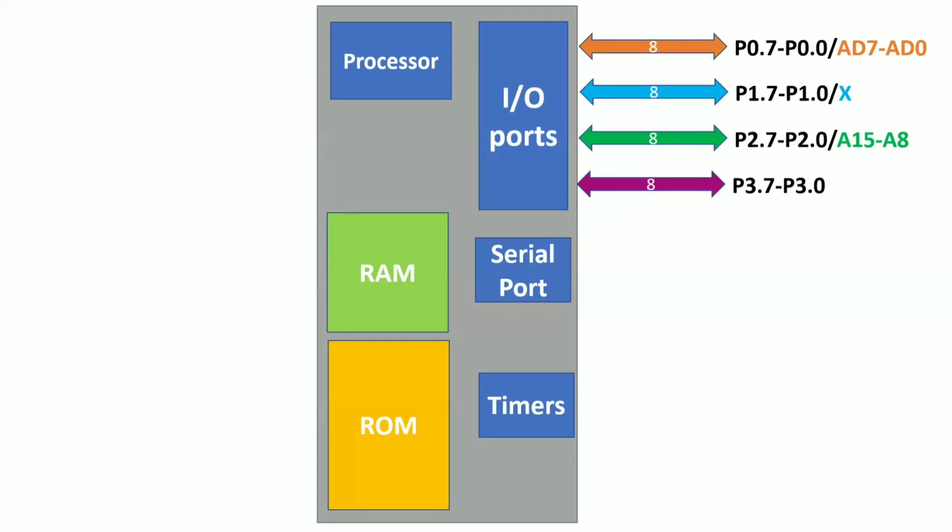Okay. Now coming to port 1. Port 1 is just a bidirectional port. That means either it can act as an input port or output port. There is no alternate function for port 1. Remember this point. And coming to port 2, port 2 is also a bidirectional input output port, and also it can perform an alternate function. So what is that alternate function? It can also access the higher order address bus, that is your A8 to A15, right?